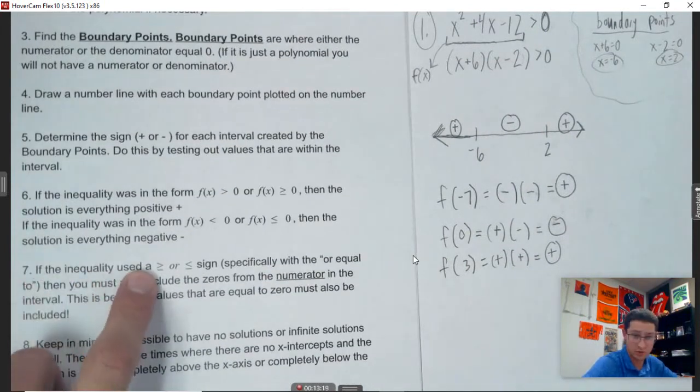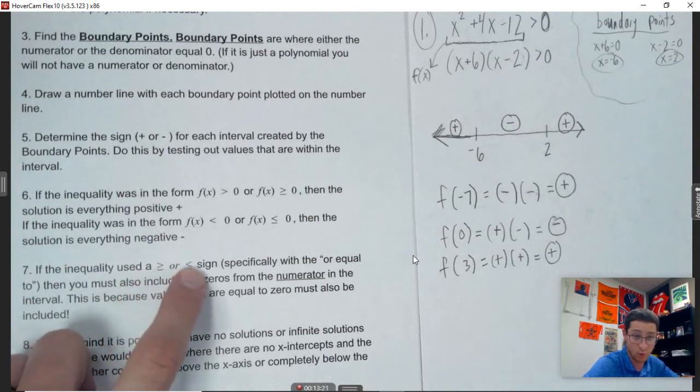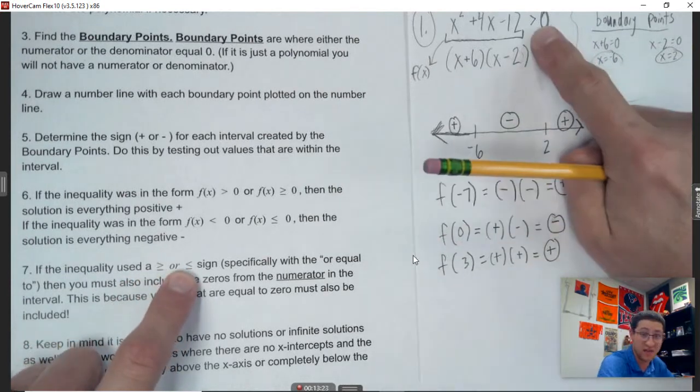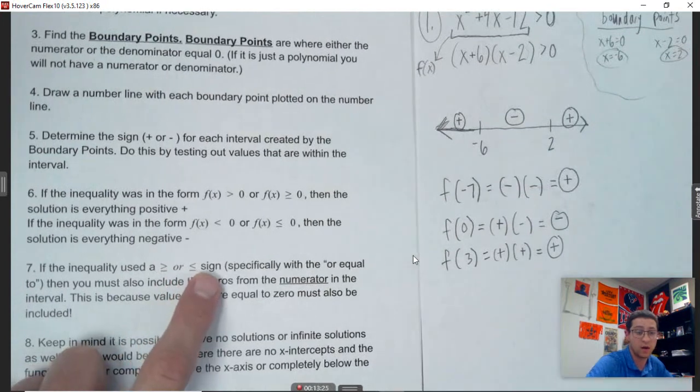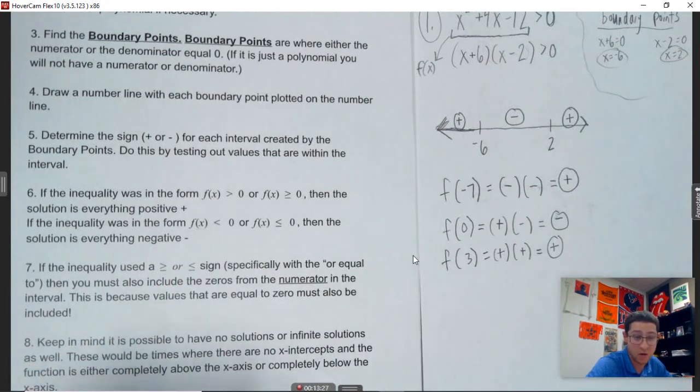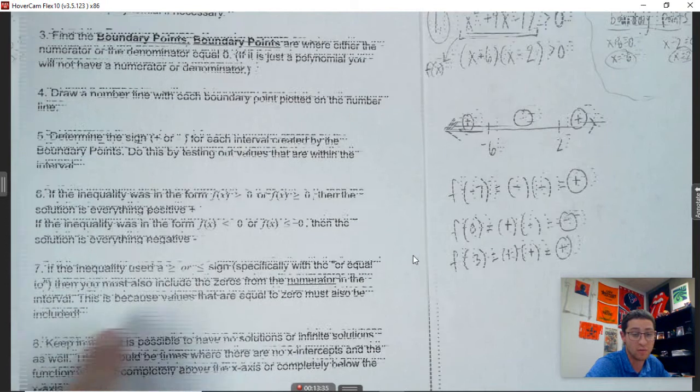If the inequality used is less than or equal to or greater than or equal to, I don't have that here, right? So we can skip this step for now. But you must also include the zeros from the numerator in the interval. This is because the values that are equal to 0 must also be included.